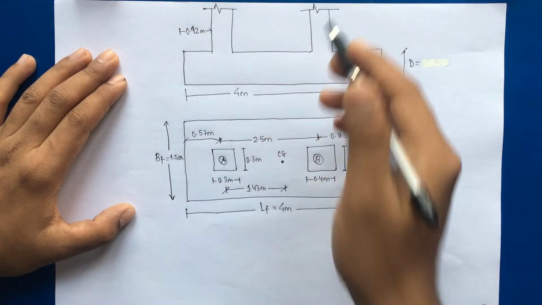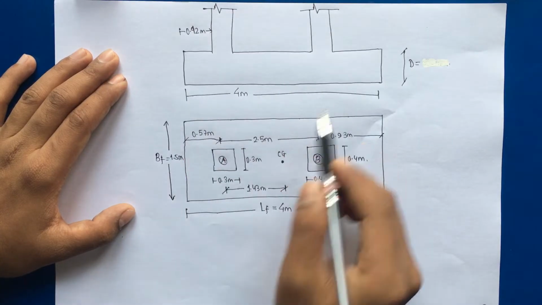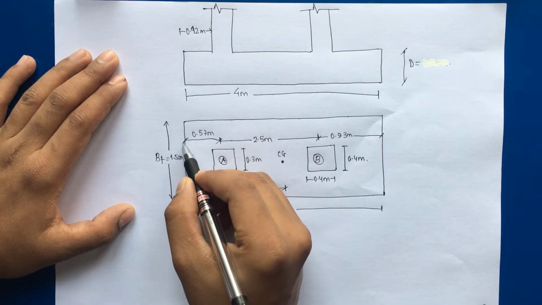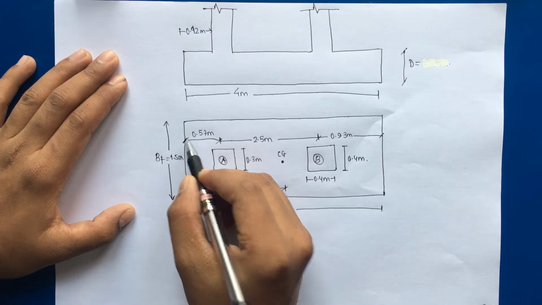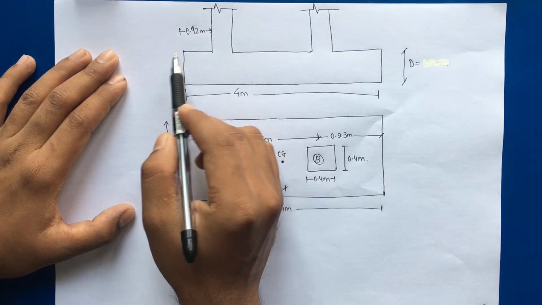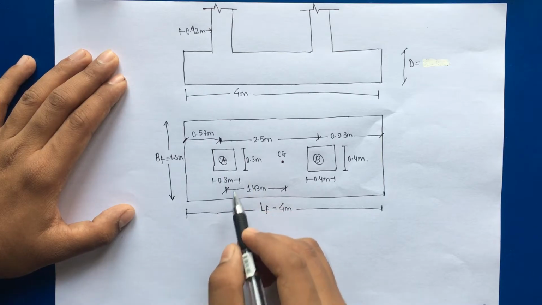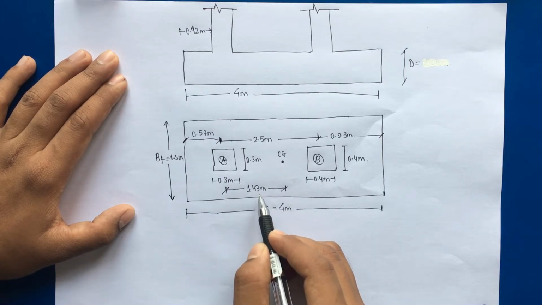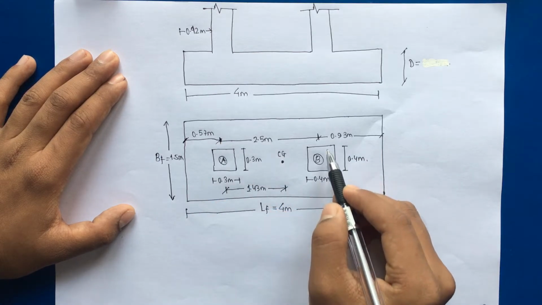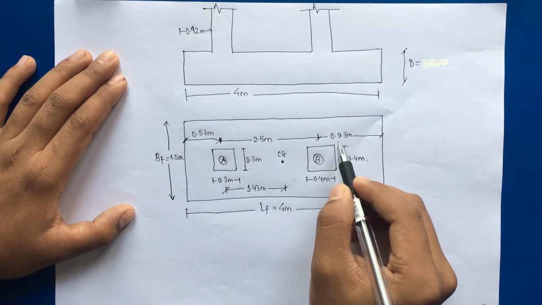So if we see in the figure, the length of the footing is 4 meter, the width of the footing is 1.5 meter, the projection from the left edge to the center line of column is 0.57, and to the face of the column it is 0.42 meter. 0.3, 0.3. The center of gravity lies at a distance of 1.43 meter from the center of column A. Similarly, the projection from column B to the right edge of the footing is 0.93 meter.